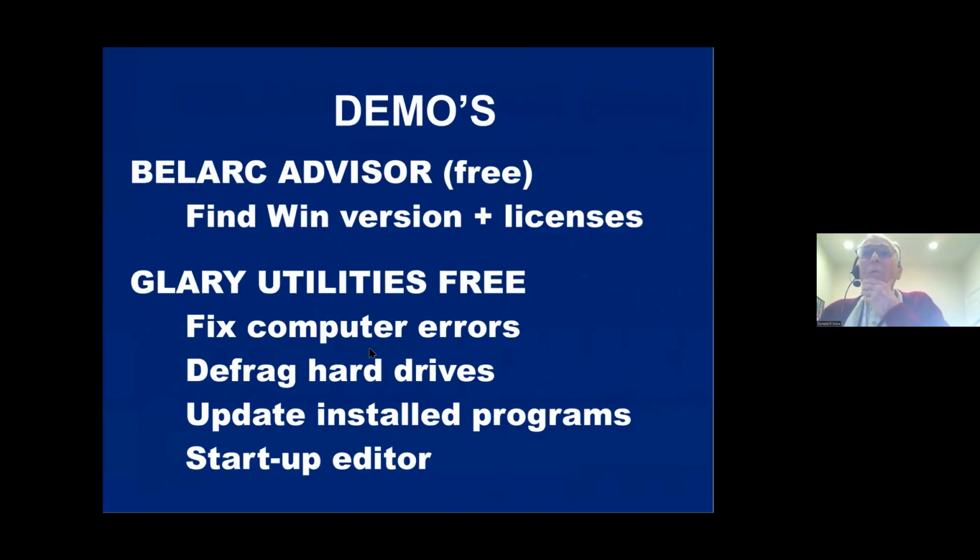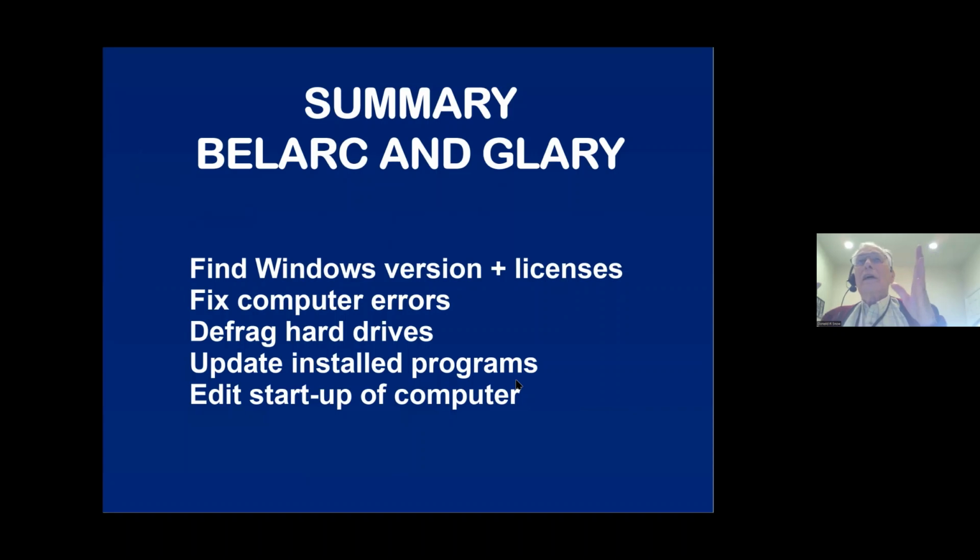Okay, so now we've looked at all these. Well, we haven't looked at all of them, but we've seen the demos. We've run the defrag, and we've run the fix computer errors thing, and the updated programs, etc. So here's a summary as to what we did. We looked at BellArc Advisor first. That was a free program for private use, and that helped us find the version of Windows that we were using, the 64-bit versus 32-bit, and whether it was Windows 10 or 11 and so on. Usually you don't need to know that, but sometimes you do.